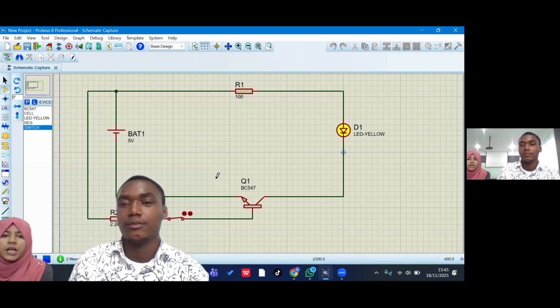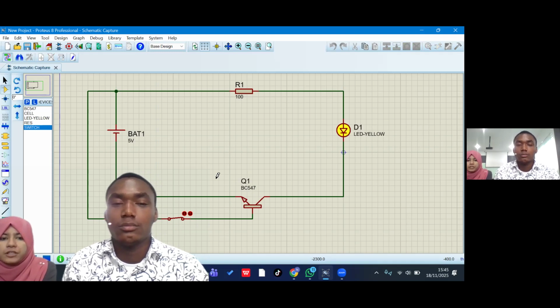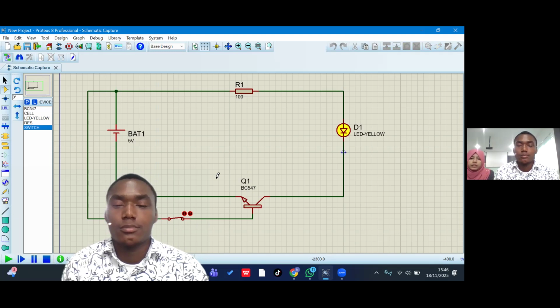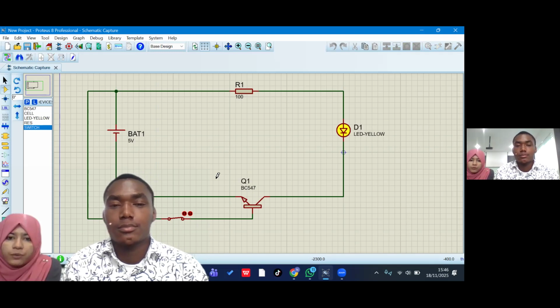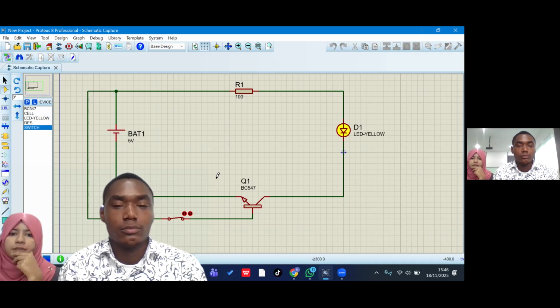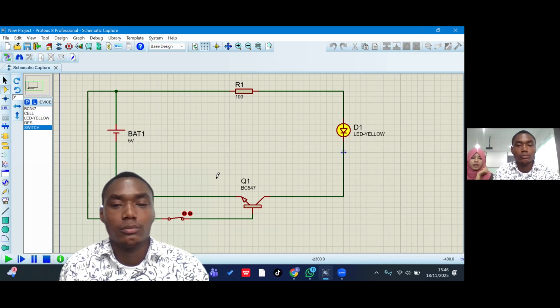Okay, go ahead. The BA given 5 volts is the source of the power supply, and Q1 BC547, the left side is the emitter and the right side is the collector. And D1 is the yellow LED light, and R1 is the resistor of 100 ohms, and R2 is the resistor also, 2.2 k ohms.